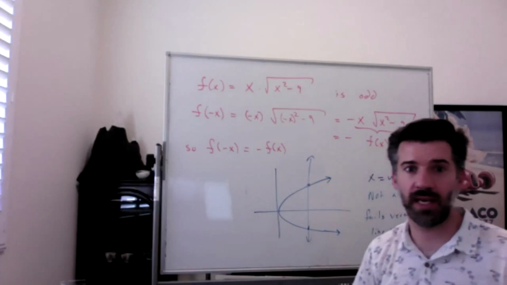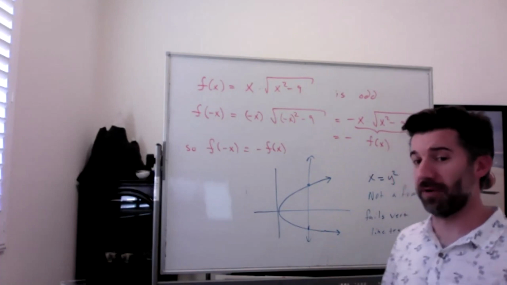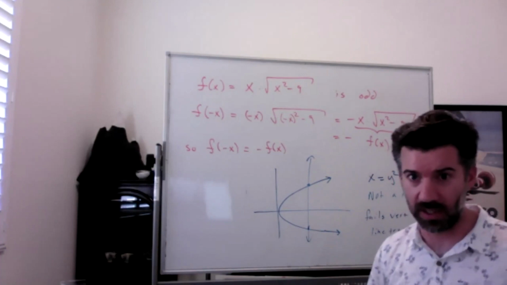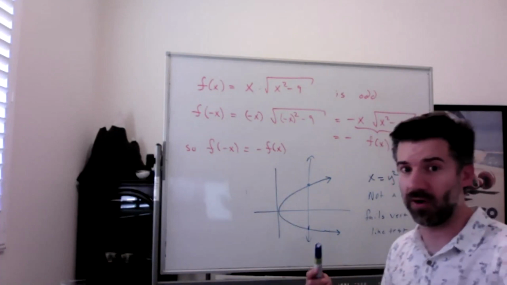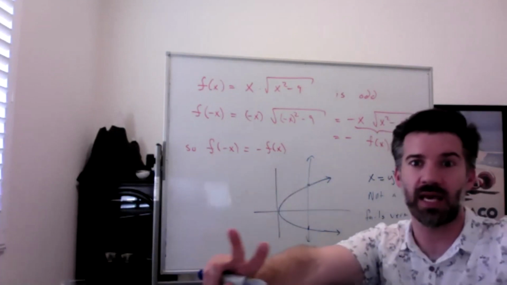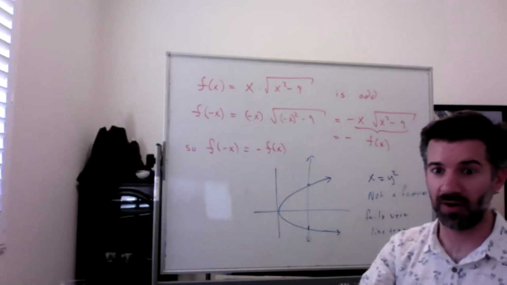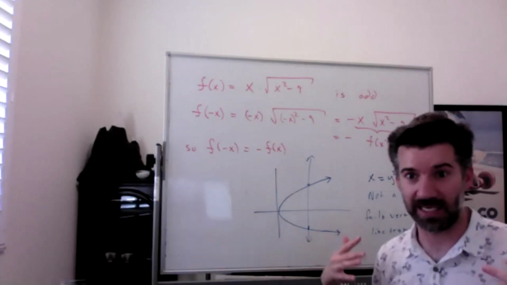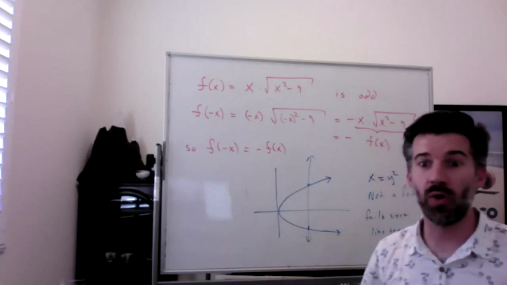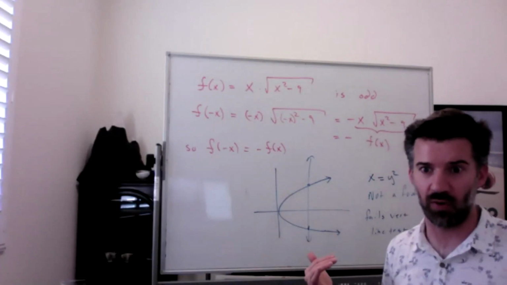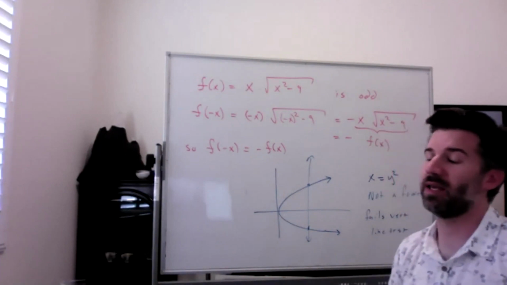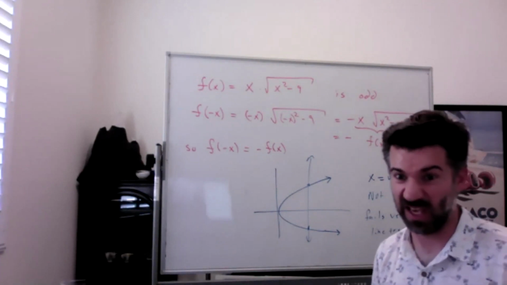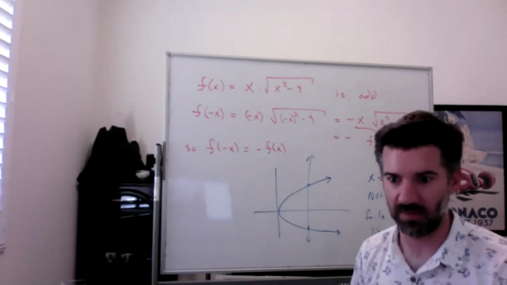So odd functions have different symmetry. They have what I call rotational symmetry, or what other people call symmetry about the origin, and there are actually two equally valid ways of saying it. You can either reflect it in both axes and it should look the same, or you can rotate it 180 degrees around the origin and it should look the same. Both of those really are literally the same thing. They're just different ways of saying the same thing.